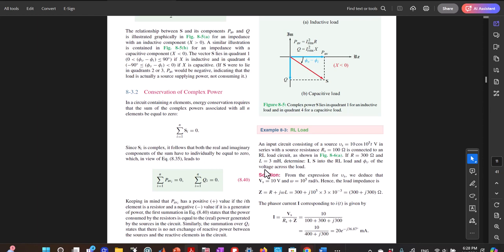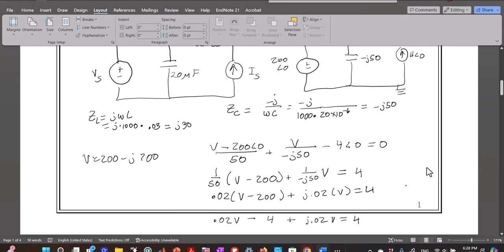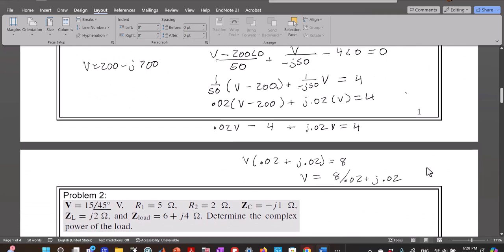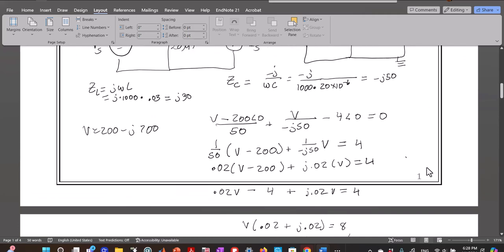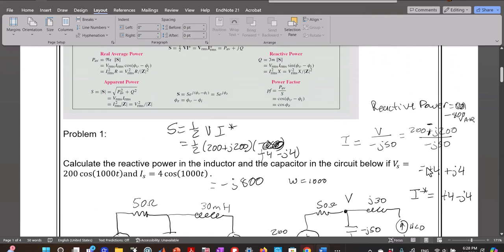What was your voltage that you got? It was positive or negative J? A negative J. That's 200, correct? Yes, and so this should have been a 200 here, a negative 200 there. And then that changed the I. Yeah, it changed the 4.